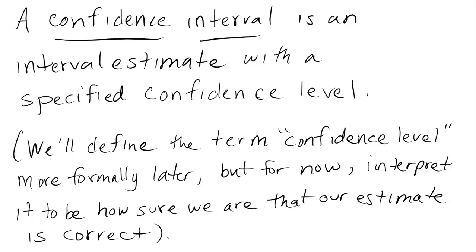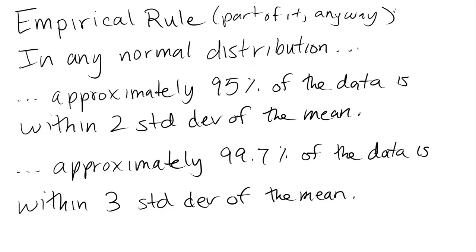And to demonstrate how that works, I'm going to introduce you to the empirical rule, or at least part of it. And I've written down the two parts of it that we would be interested in for this discussion. It says in any normal distribution, approximately 95% of the data is within 2 standard deviations of the mean, and approximately 99.7% of the data is within 3 standard deviations of the mean. Well, let me quickly describe what this says using pictures.